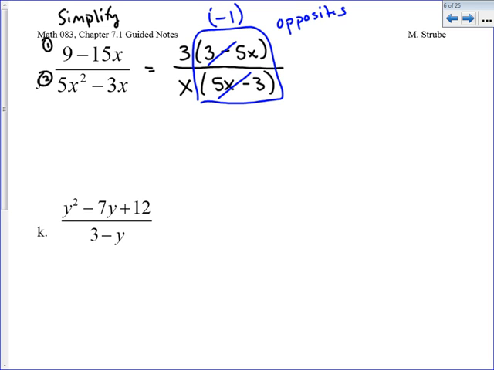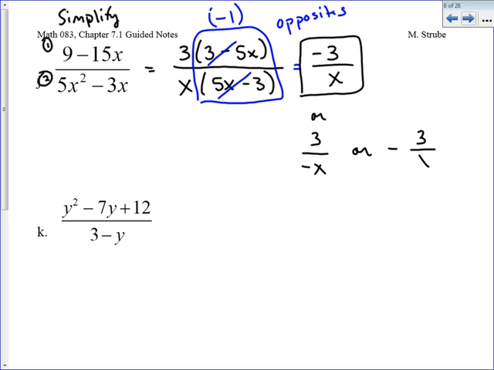I'm going to be multiplying by a negative 1. Now, numerator or denominator does not matter. You just got to put it in one or the other. So my numerator is 3 times negative 1, which is negative 3, because they were opposites. All that's left in my denominator is x. Again, if you had 3 over negative x, it's the same. Or in your book, you'd probably see the negative sign out front. Those are all the same. But that's what it looks like when it appears in a problem.